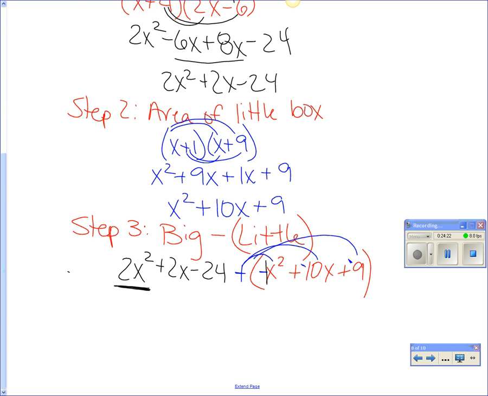So 2x squared minus 1x squared. That leaves you with what? 1x squared. Very good. And I'm going to cross those out. 2x plus negative 10x is negative 8x. And negative 24 plus negative 9. No. Negative 33.